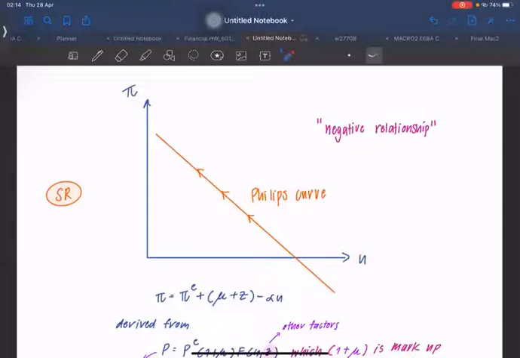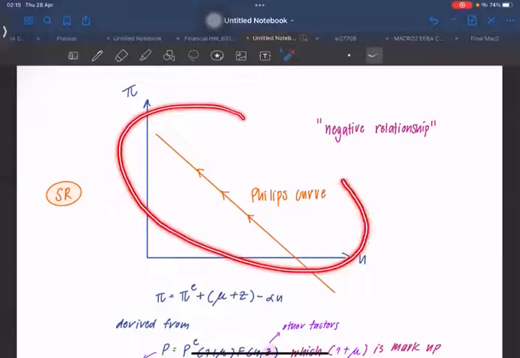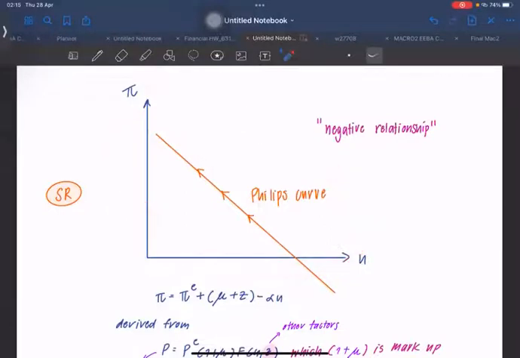Given the expected price level, which we simply take to be last year's price level, lower unemployment leads to a higher nominal wage, and a higher nominal wage leads to a higher price level. When putting the steps together, lower unemployment leads to a higher price level. And this graph shows us the relationship of the Phillips curve, which is a negative relationship.